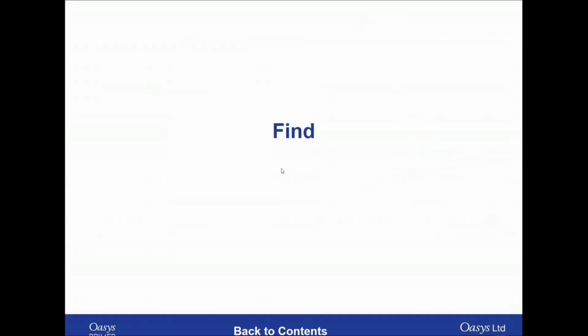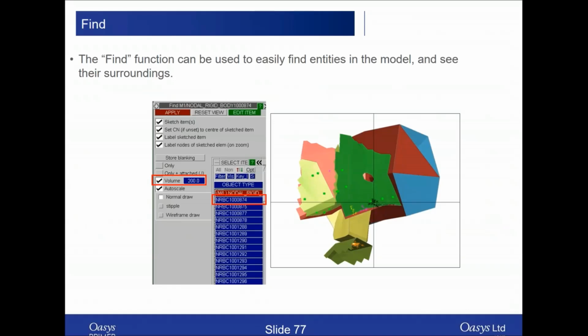So there's a generic Find tool in Primer, and this is there to help you find entities in your model. Sometimes your models are really, really big, many millions of elements, lots of data, and it's often quite difficult to find a particular entity if it's quite small, and then more importantly visualize it in some kind of context. So Find helps you do that.